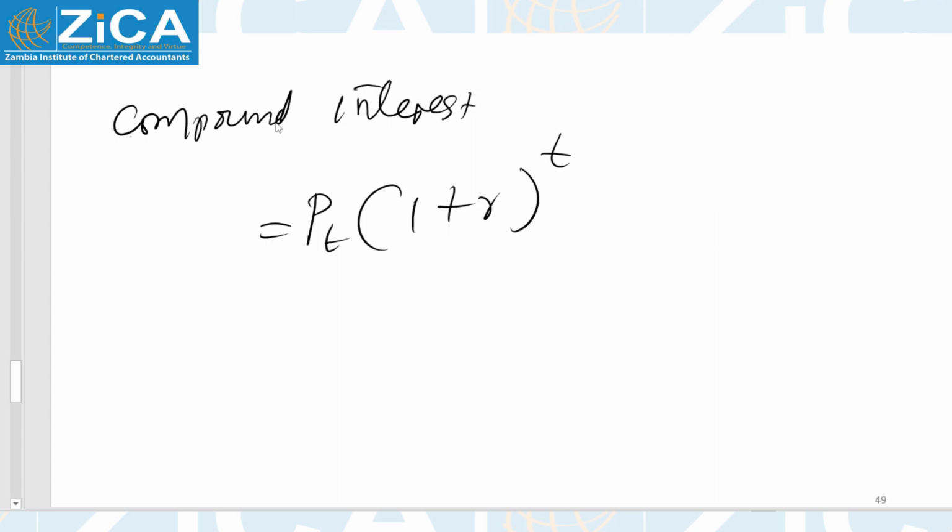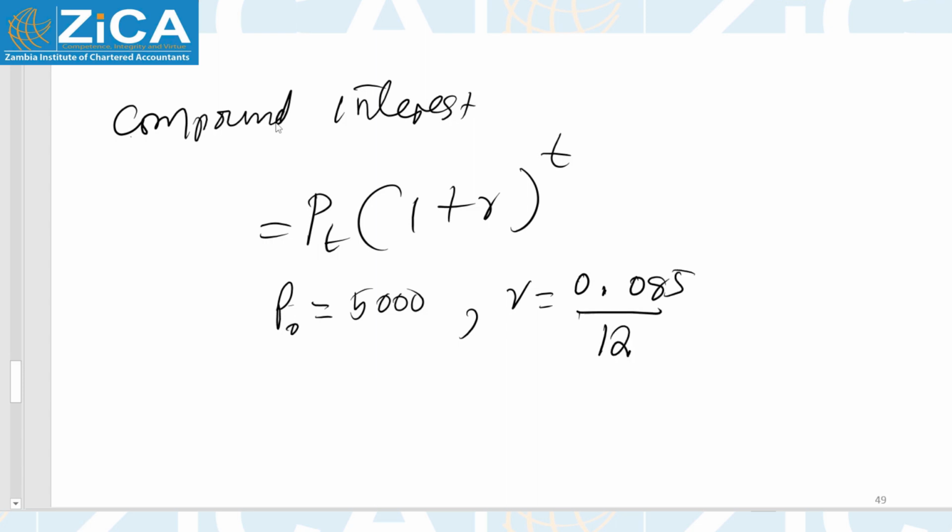Now, in our case, in this question, you are given the investment of 5,000, which is the initial investment, the principal. And the interest rate you are given, which is being compounded monthly, so your R will be equal to 0.085. How many times are you compounding? That is 12. And you are given the number of periods, which is the T. Our T will be equal to how many times you are compounding times the time.